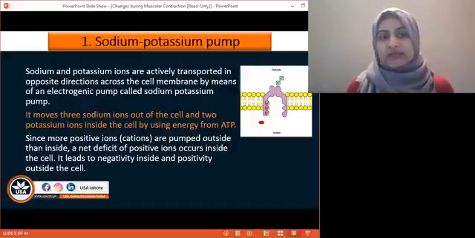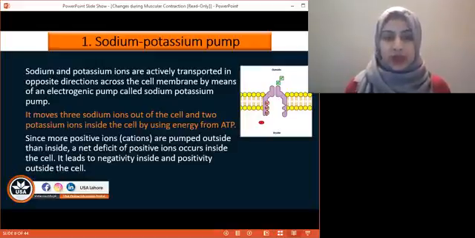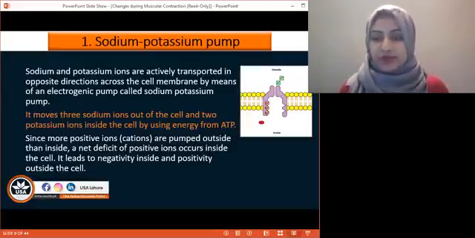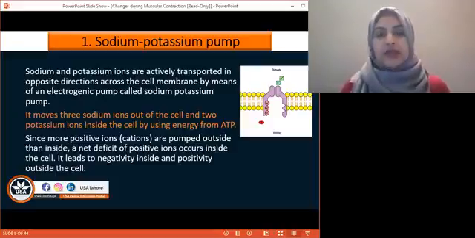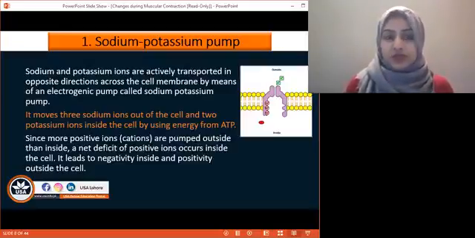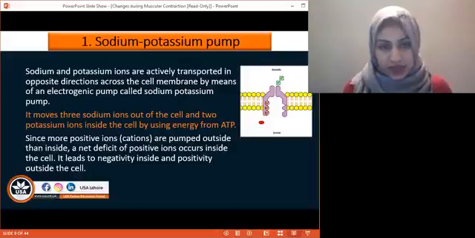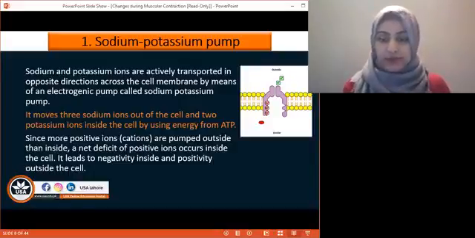Sodium potassium ions are actively transported in opposite directions across the cell membrane by means of an electrogenic pump called the sodium potassium pump. We discussed the sodium potassium pump in the very start of our course, and we know how it is present in the cell membrane and how it actively pumps the potassium and sodium ions across the cell membrane. So what does it do? The function of the sodium potassium pump is to move three sodium ions out of the cell and two potassium ions into the cell. And all of this happens with the help of ATP.